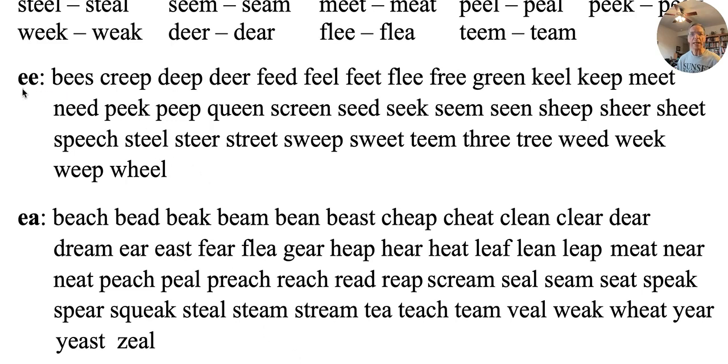Let's go quickly. E-E. Bees. Bees make honey. Creep. He could creep along on the ground. And notice the CR. You've already mastered the consonant blend, so we won't say much about those, but you'll be noticing them. Deep. The water is deep. Deer. The deer crossed the road safely. Feed. Feed the deer, but don't feed the bear. Feel. I feel wonderful today. Feet, I hope you washed your feet.